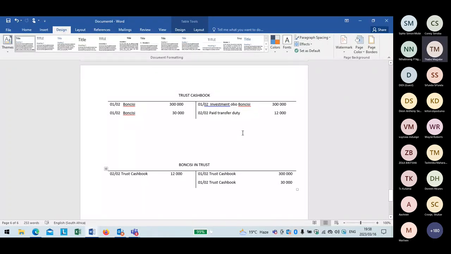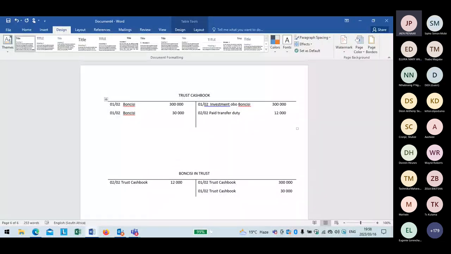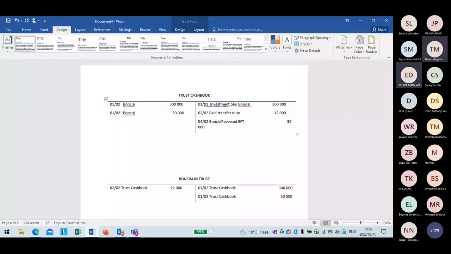Are we not crediting the trust cash book? Yes, we are reversing it, 30,000. So we say reversed EFT. If you like, you can say the bank has actually debited the account, or simply say Bonkies: reversed EFT. Do you follow? Yes.